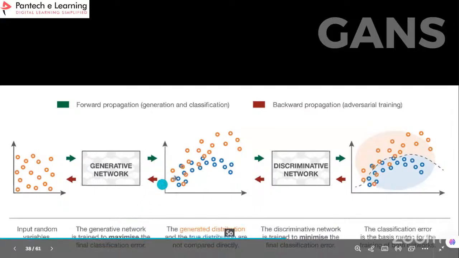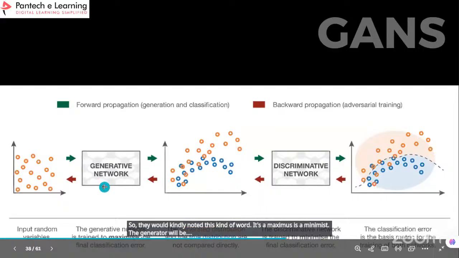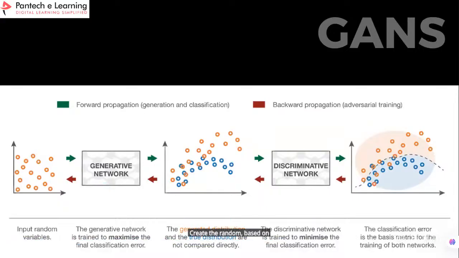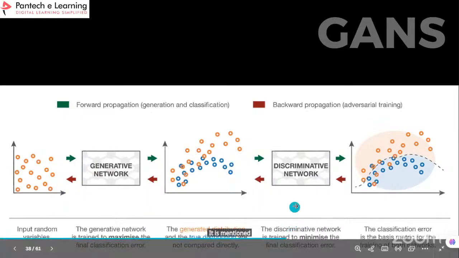Kindly note these words: maximize and minimize. The generator creates one kind of model based on the random values, and a generated image comes out. In the generated data there may be lots of errors or lots of noise values. So the discriminative model is expected to only minimize the errors, because the real data does not have error values, right? That is why it is mentioned that the discriminative network is trained to minimize the final classification error.